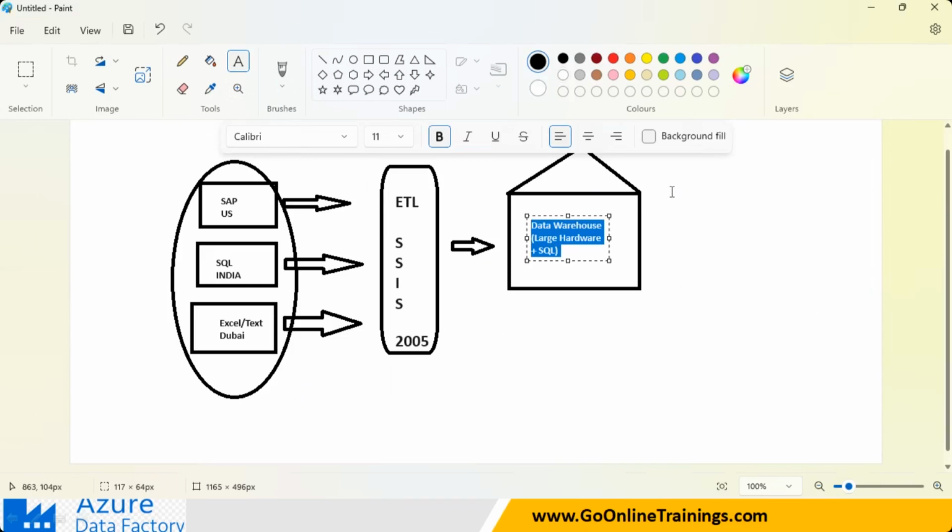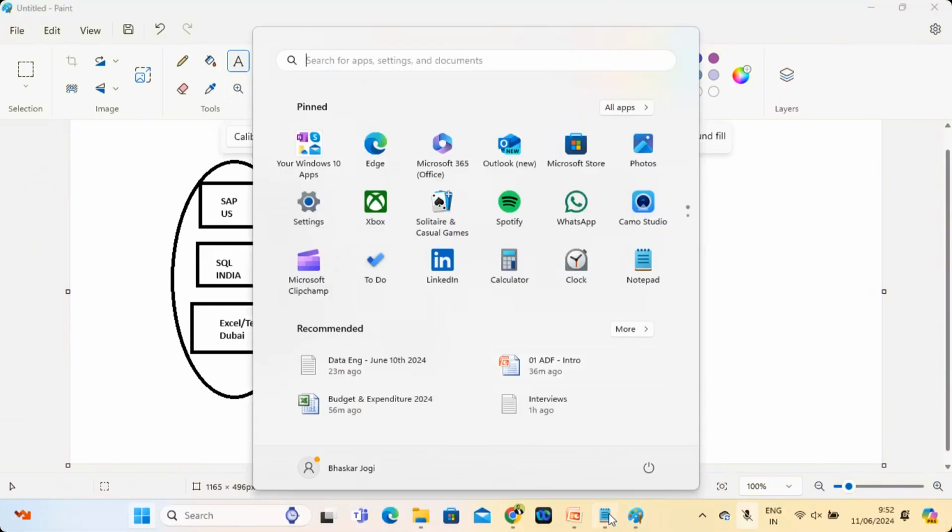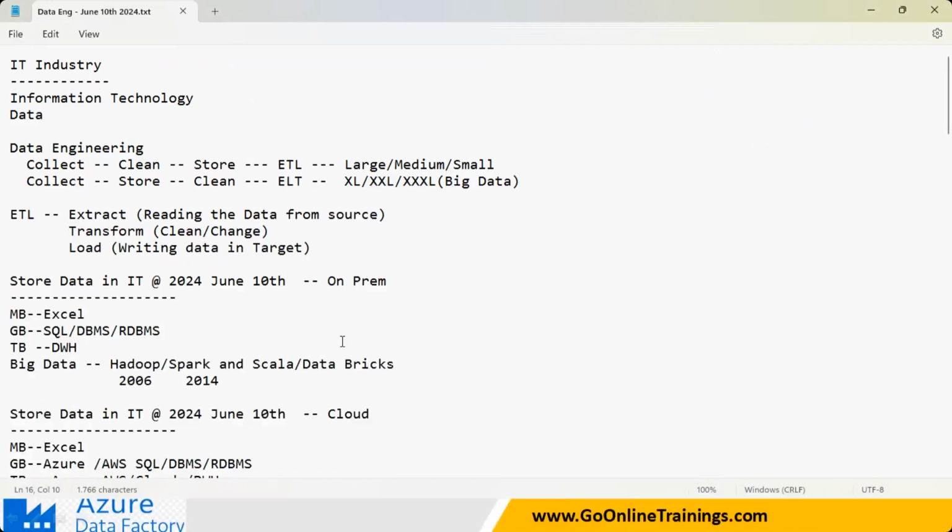Clear? Yesterday, I was talking about how the IT industry stores the data either in Excel or in SQL or in data warehousing, or, as I told you, Hadoop. That is what I told you. When you have a large amount of data, as I told you yesterday, it can also store the data in different places. That was the story yesterday I was talking about, right?